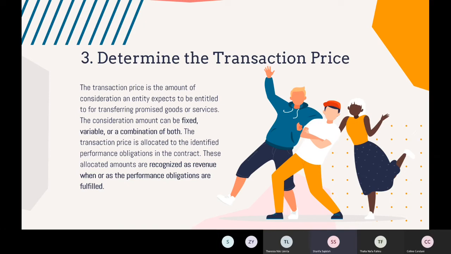The third step is determine the transaction price. The transaction price is the amount of consideration an entity expects to be entitled to for transferring promised goods or services. The consideration amount can be fixed, variable, or a combination of both. The transaction price is allocated to identified performance obligations in the contract. These allocated amounts are recognized as revenue when or as the performance obligations are fulfilled.